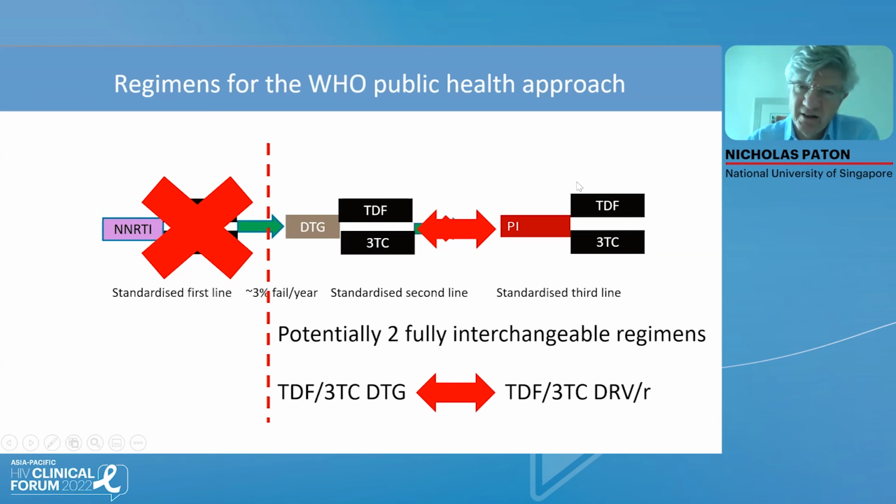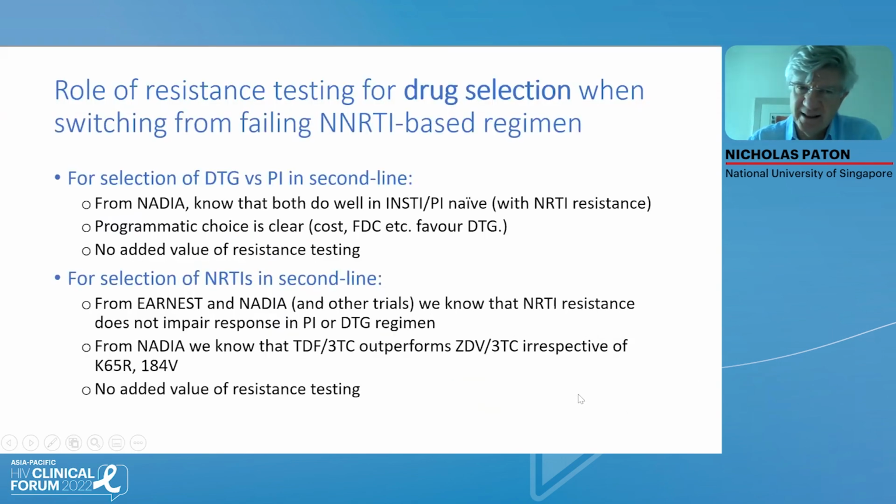And what NADIA has shown, and also building on the findings from EARNEST beforehand, is that actually it doesn't matter if you've got nucleoside resistance. You're still going to get a very good response with either dolutegravir or darunavir in second-line therapy. So you've got essentially 2 potentially fully interchangeable regimens. Obviously, you're going to start with dolutegravir, tenofovir 3TC because of tolerability and cost and fixed dose combination. But if the patient can't take that, or it fails on that, or for other reasons, then you've got a very good switch option, which is darunavir, tenofovir 3TC.